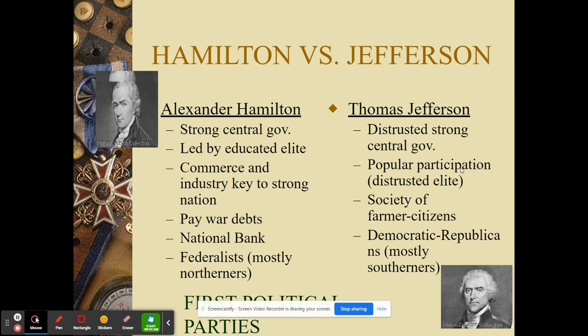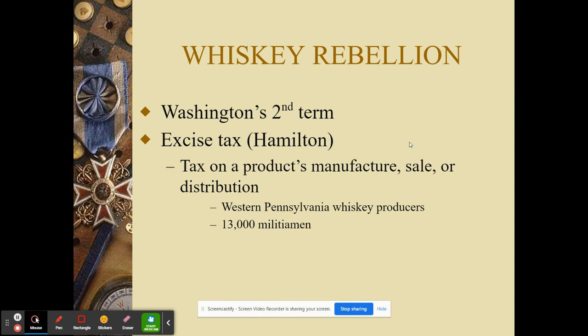They also have minuses. Also, these people tend to be Northerners. They tend to be also more commerce driven. These tend to be Southerners, and they tend to be more agricultural driven.